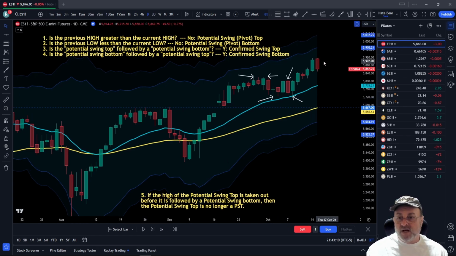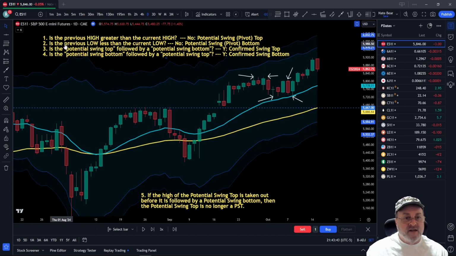All right, did we go higher? Let's see. The high here is 59.185. This one's 59.15. So I did not go higher, so it's still a potential swing top. Did I go lower though? The low here is 58.50. This one is 58.50. Because this low is not lower than this low, this price bar now becomes a potential swing bottom.